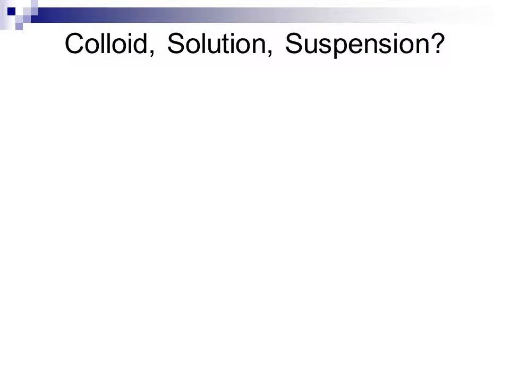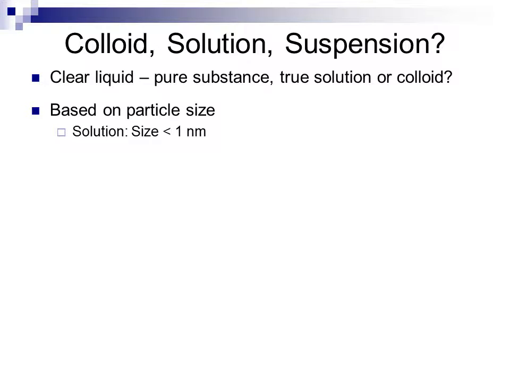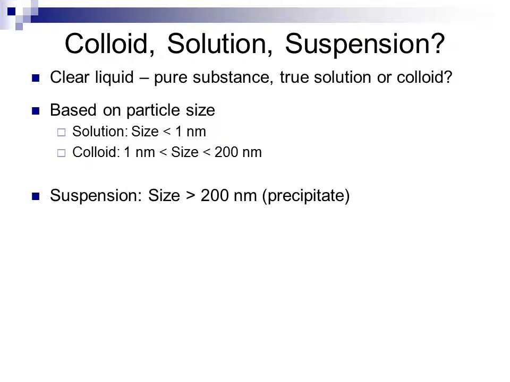Colloids versus solutions versus suspensions. If I have a clear liquid, that can be either a pure substance, a true solution, or a colloid, which is based on its composition and particle size. If it is simply one substance, it's a pure substance. If its particle size is less than 1 nanometer, it's a solution. If the particle size is between 1 and 200 nanometers, it is a colloid. Other suspensions can exist which are greater than 200 nanometers, and these are just simply called suspensions or precipitates.